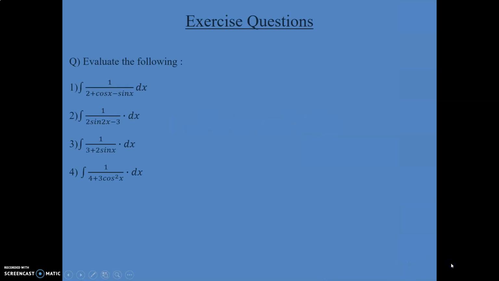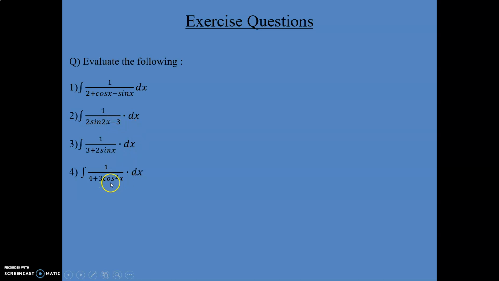So in the next, here some exercise questions are given to you. You have to solve this one. So here there are 4 questions given to you. For the first question, sin x and cos x are visible. So you can substitute t is equal to tan x upon 2 for this first one and third one. And for sin 2x, we can give t is equal to tan x.